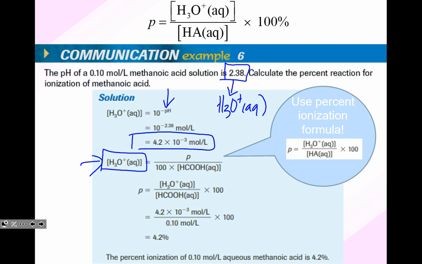I'm going to use the formula for percent ionization, which is the hydronium ion concentration over your acid concentration, and here is your acid concentration. This time I am looking for percent ionization, which is going to be 4.2%, once I rearrange it and find my percent ionization.